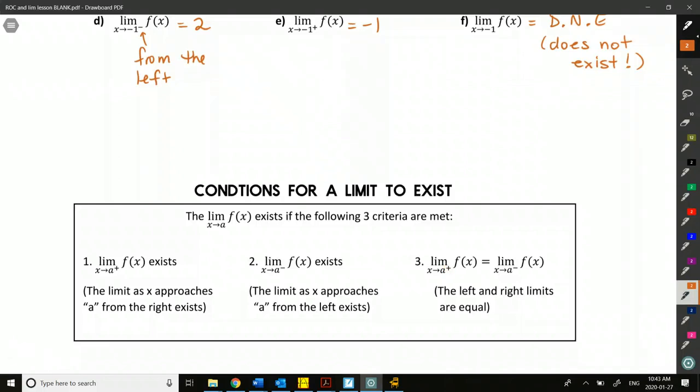So the limit as x approaches a needs to have those three things happening in order for the full limit to exist: right limit, left limit, and they're equal. We should be able to approach the same thing from both sides for one whole limit to exist.